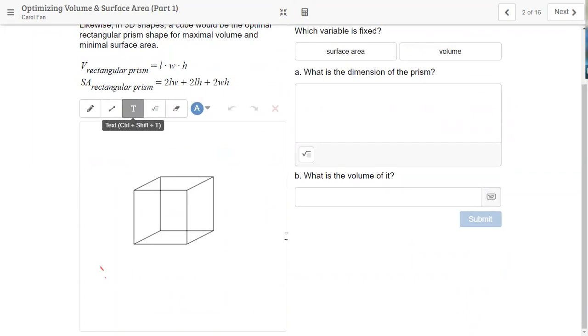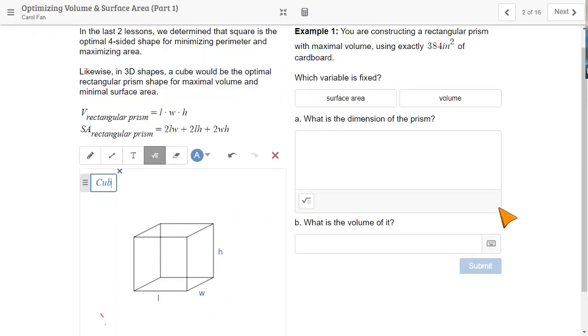So let's just label our cube. We have our length, width, and height. And because this is a cube, we would have the length is equal to the width and equal to the height.